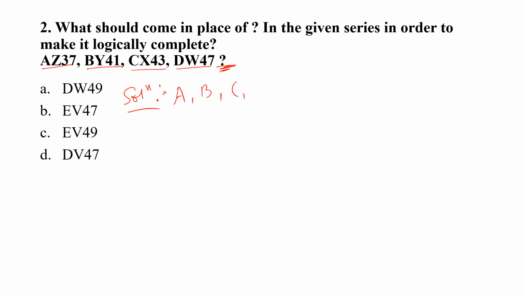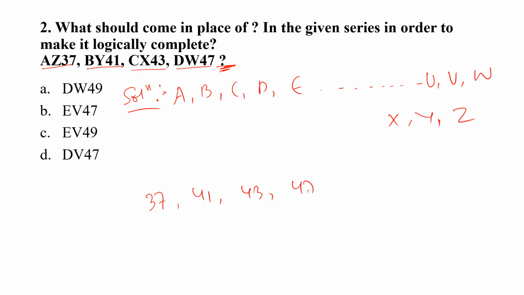we have to write the alphabet A, B, C, D, E, F, till U, V, W, X, Y, Z. And then the numbers 37, 41, 43, 47. Then this number we have to find. So we have to study this series.